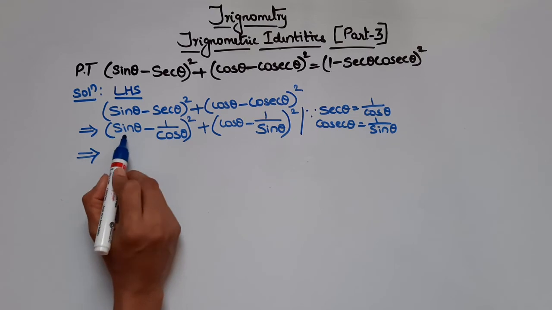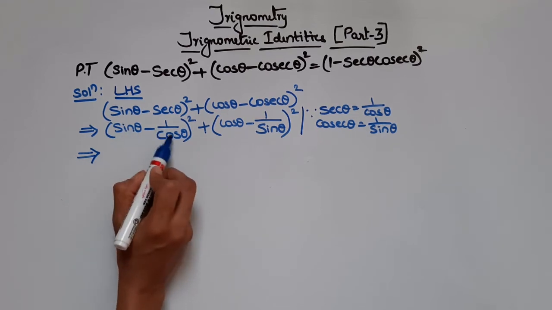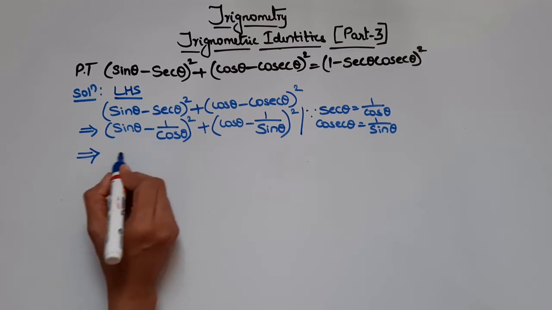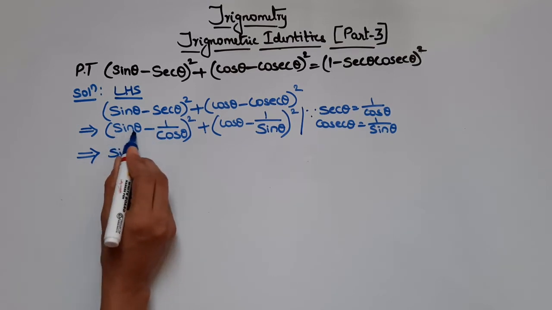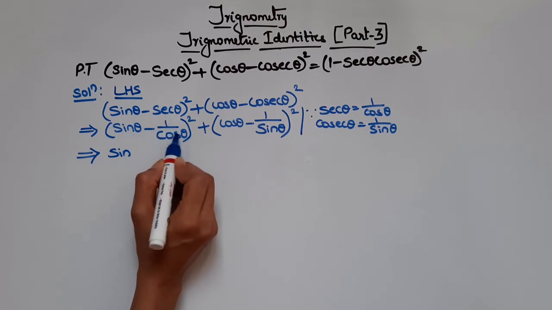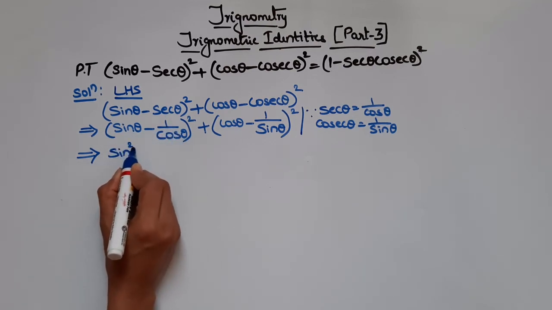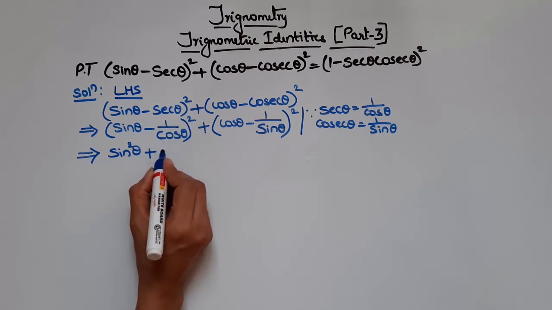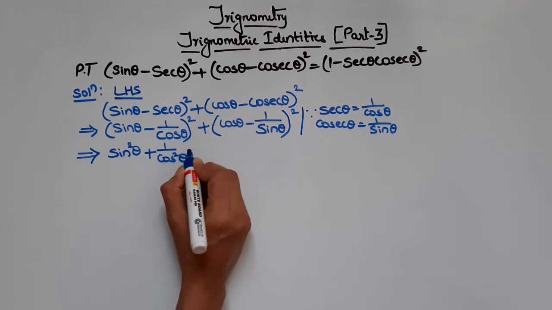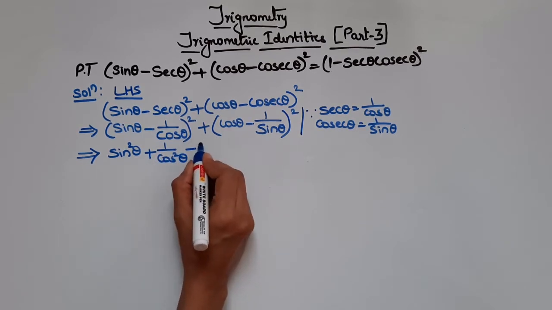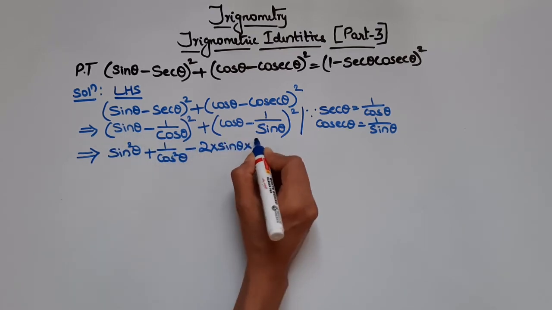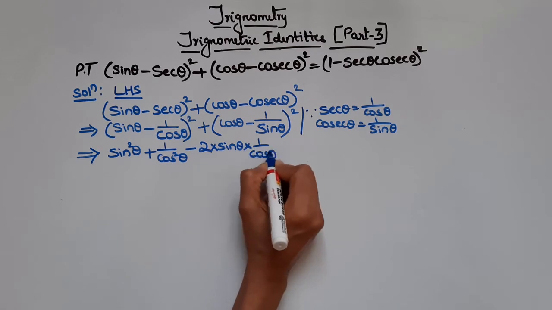This implies, here if you see, this is of the form (a minus b) the whole square. We know a square plus b square minus 2ab, right? So a here is sin theta and b here is 1 by cos theta. So a square is sin square theta, plus b square, (1 by cos theta) the whole square, that will be 1 by cos square theta, minus 2 into ab, 2 into a here is sin theta into b here is 1 by cos theta, right?